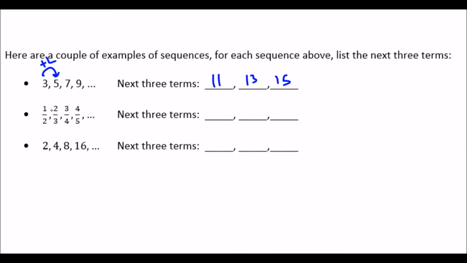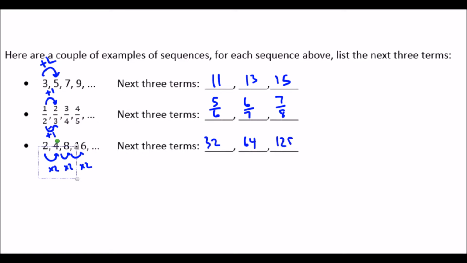Here, 1/2, 2/3, 3/4, 4/5. On the top here, we're adding 1. On the bottom here, we are adding 1. So add 1, add 1, add 1. So the next ones are going to be 5/6, 6/7, and 7/8. Here, 2, 4, 8, 16, a little more difficult sequence, but we can see that we just multiply by 2, multiply by 2, multiply by 2, and multiply by 2. So here the next ones would be 32, then 64, then 128.